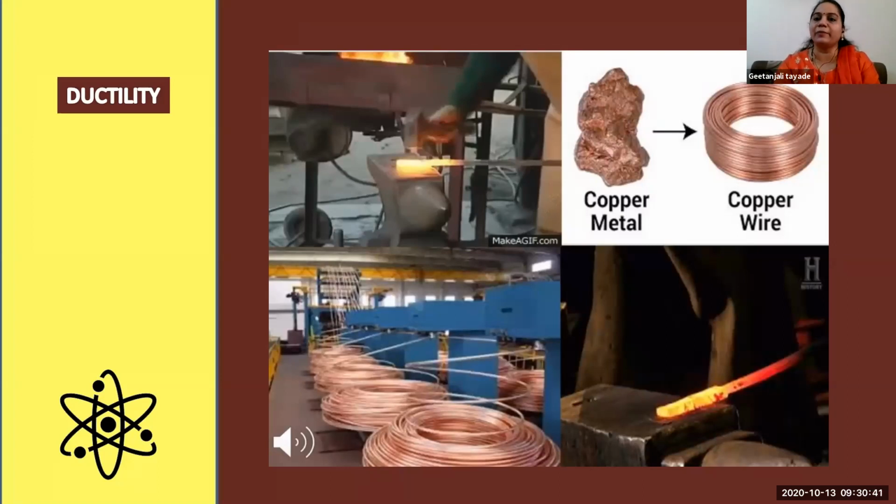Electric wires are made up of copper only because of this property of metal. That means metals have properties like ductility. Ductility means we stretch and draw into what? Copper wire. So that property is called ductility. So all metals can be stretched and drawn into wires, for example gold and silver. That's why we have ornaments of gold and silver, because of ductility and malleability.